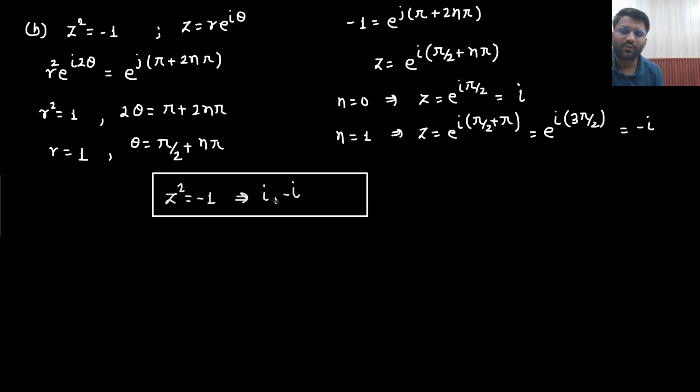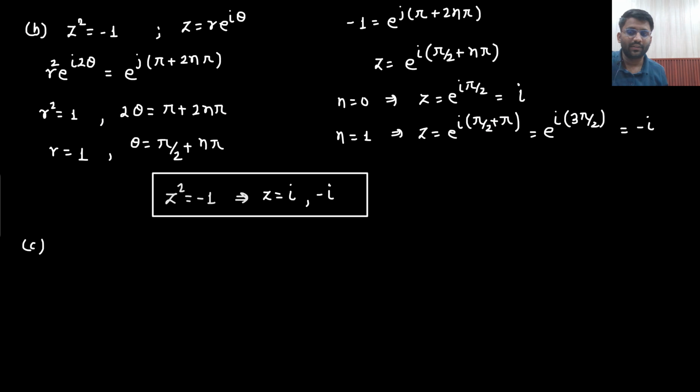Basically, if z square equals minus 1, then z would be equivalent to what? Z would be equivalent to iota and minus iota. Z would be either iota or minus iota. Understandable? Okay, next.